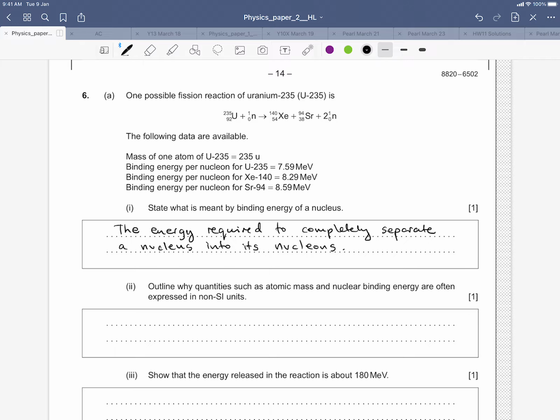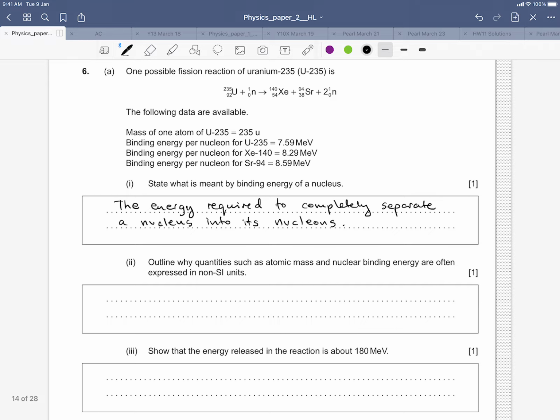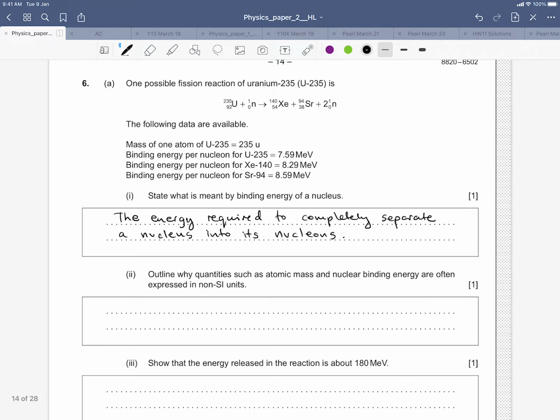Okay, outline why quantities such as atomic mass and nuclear binding energy are expressed in non-SI units. So that's because, of course, if we measure atomic masses in kilograms, we get really small numbers and we have to carry around very large negative powers of 10. So it's more convenient to just introduce some new units that are easier to work with. So this is simply due to the inconvenience of working with very small numbers, say.